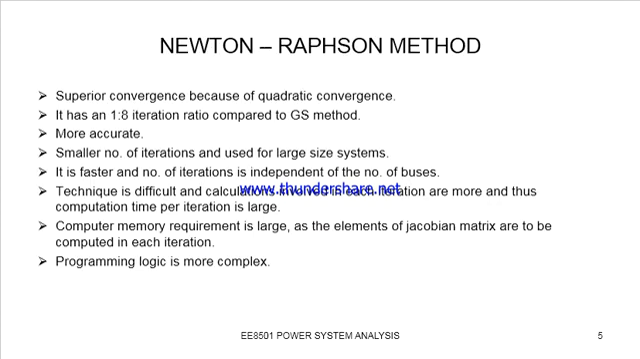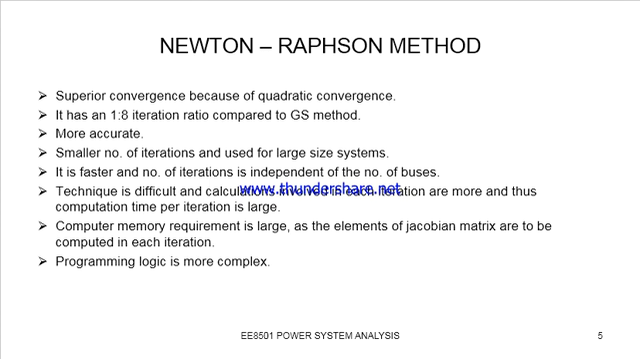While considering the Newton-Raphson method, superior convergence is achieved because of the quadratic convergence. It has a 1:8 iteration ratio compared to the Gauss-Seidel method. So the accuracy is very high, and the number of iterations is smaller, so it can be used for larger sized systems also, not like the GS method. Also it is very fast, and the number of iterations is independent of the number of buses.